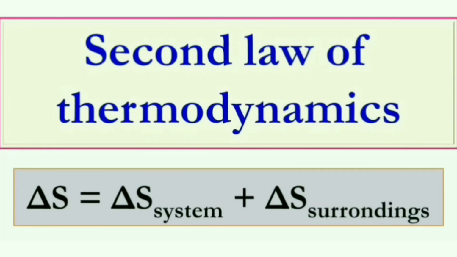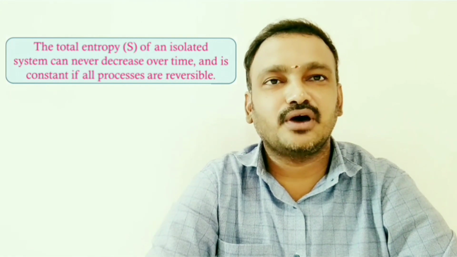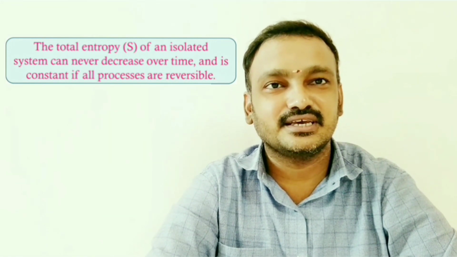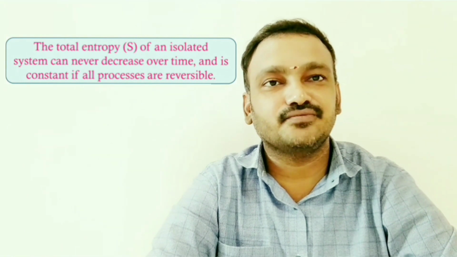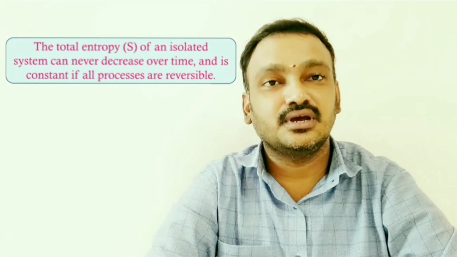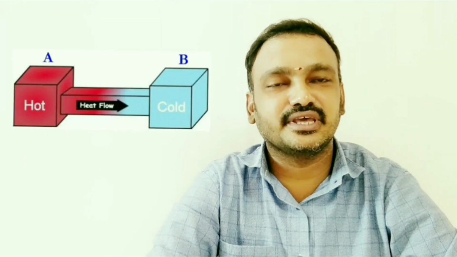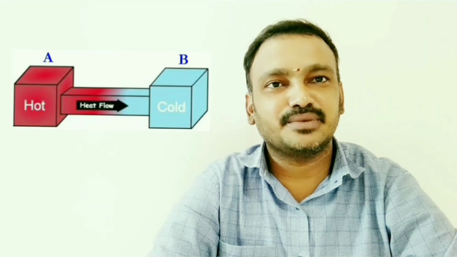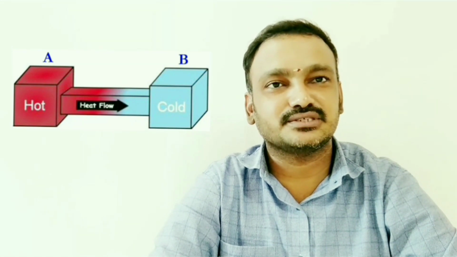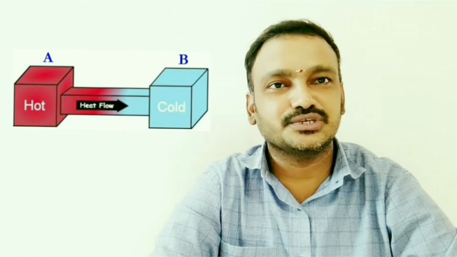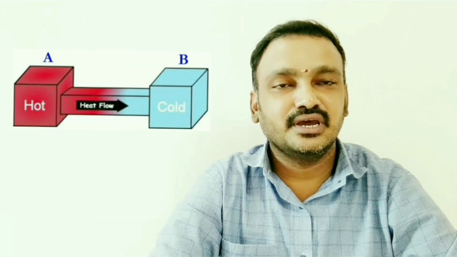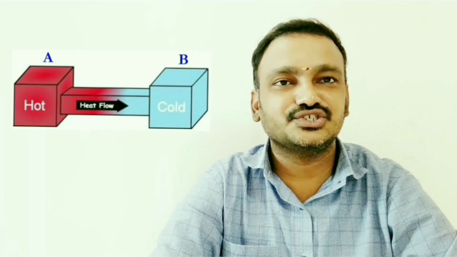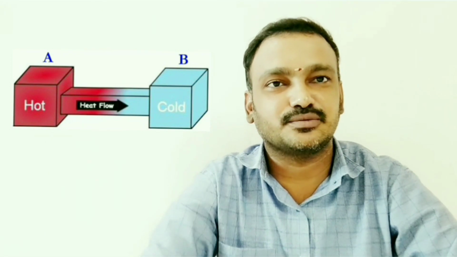Second law of thermodynamics. It states that the total entropy of an isolated system can never decrease over time and is constant if all the processes are reversible. In order to understand the second law, let us consider two objects A and B. A is at a higher temperature, B is at a lower temperature. If we connect both the systems to each other, heat transfer takes place. Heat is transferred from the higher region to the lower region, it is a spontaneous process.